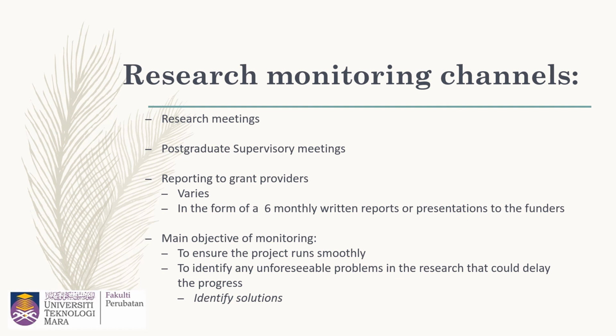Grant providers can also have scheduled reporting, either through presentations or written reports, and they usually request for these updates every 6 months. The main objective of this is to see whether the research is keeping up with the Gantt chart and whether any output has been generated from the time of the grant awarded. The main objectives of monitoring are to ensure that the project runs smoothly, to identify any unforeseeable problems in the research that could delay the progress, and to identify any solutions to these problems.